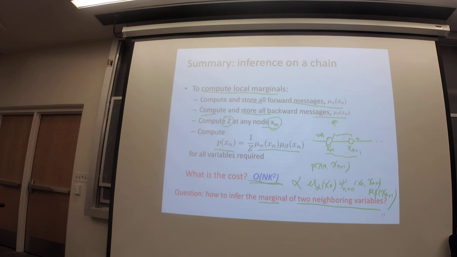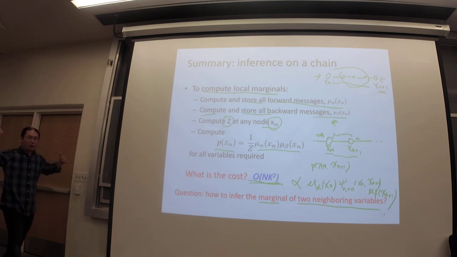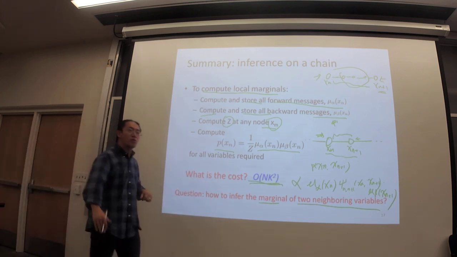If there's a long interval, say you have xn and you have to go through some intermediate nodes to reach xn plus 1, what you do is the same thing. You need to multiply the forward message to xn, the backward message to xn plus 1, and also all those potential functions in between. And if you want to calculate the marginal distribution on that, you need to marginalize out those intermediate variables. So if your two nodes are very far away, the computation cost is still very high.